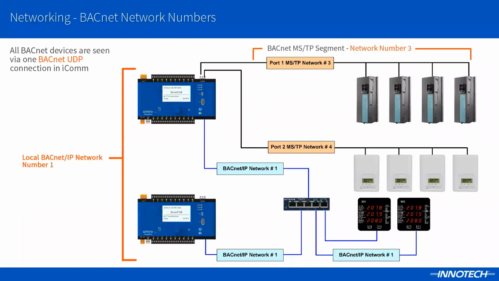As additional BACnet network segments are created, in this case by adding a new MSTP connection to the Omni controller, the network number must be checked and configured. In this example, I have assigned network number 4 to the new segment. All the BACnet devices will be discovered via the BACnet connection in ICOM.